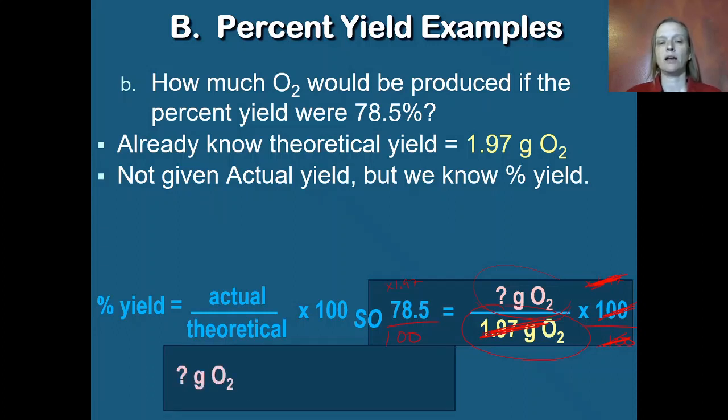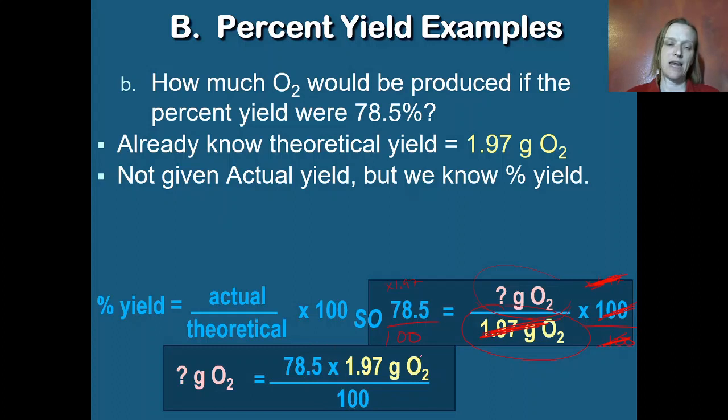And so what you get by rearranging the equation is 78.5 times the 1.97 divided by 100. Now that we've rearranged the equation, we do the math, and we get 1.55 grams of oxygen. So if we know ahead of time that our percent yield is 78.5%, then we expect to get 1.55 grams of oxygen in this example.